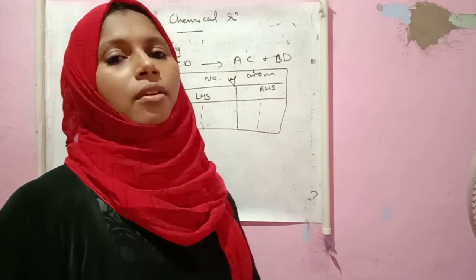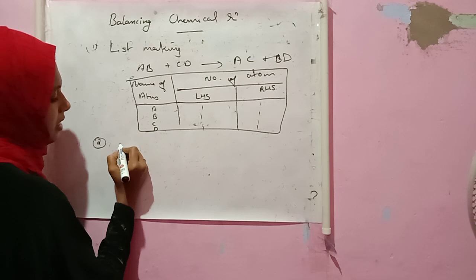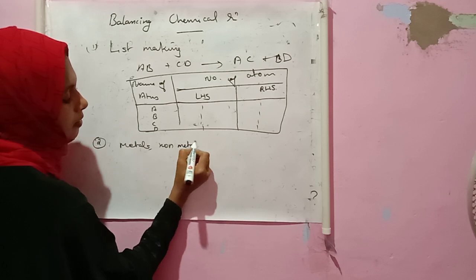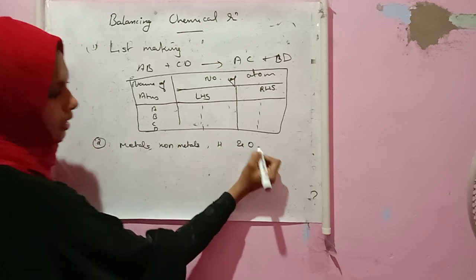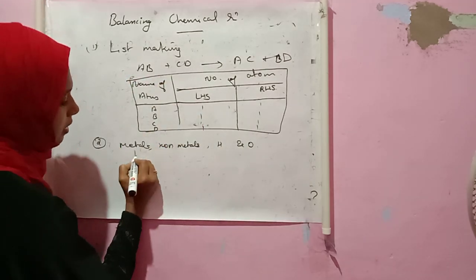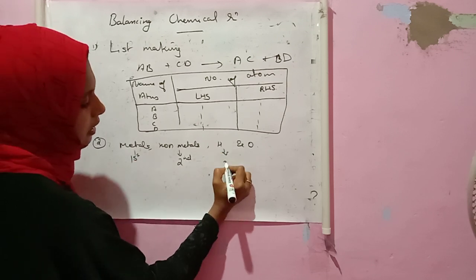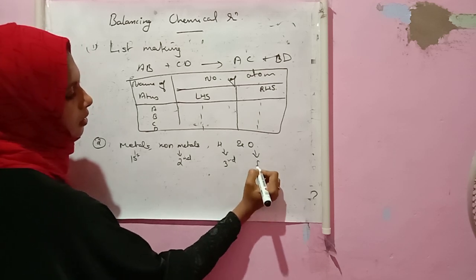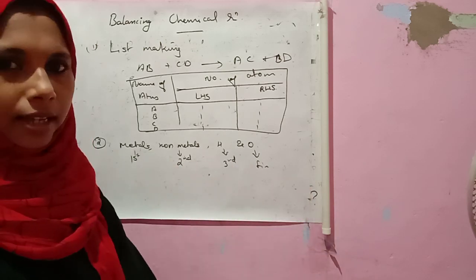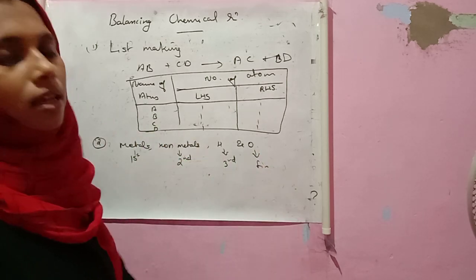So we should have an idea that if the reaction contains metals, non-metals, hydrogen and oxygen, then we need to balance first the metal, second the non-metal, third hydrogen and finally oxygen. This may be the order of balancing a chemical reaction. If there is a metal, it should be balanced first, then non-metal, then hydrogen, then oxygen.